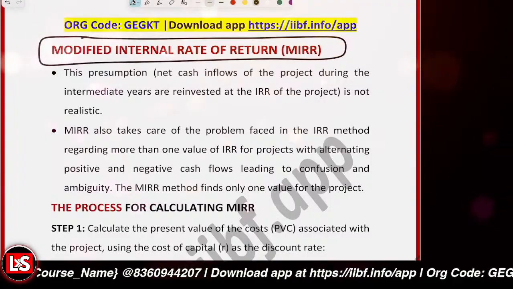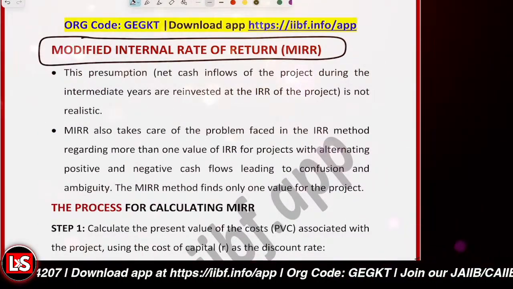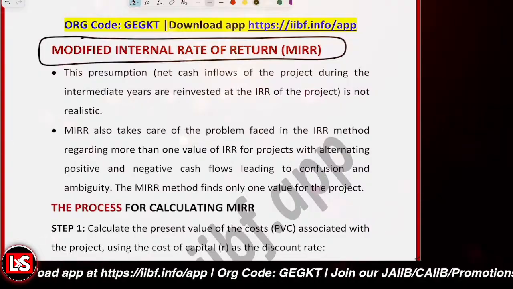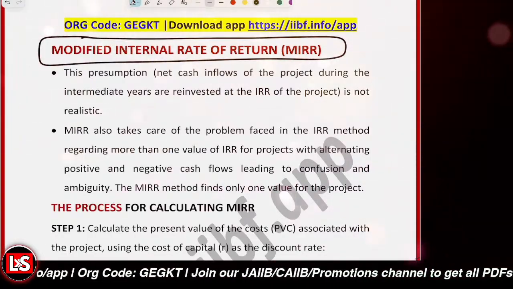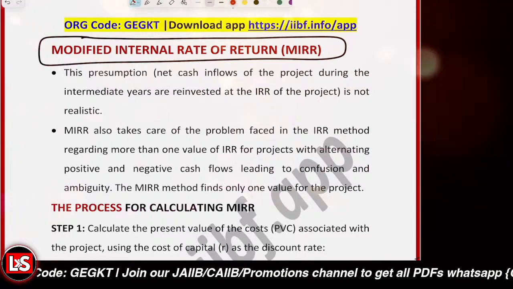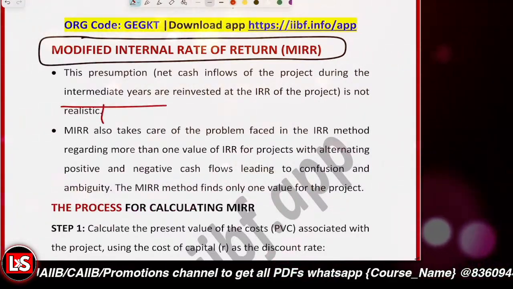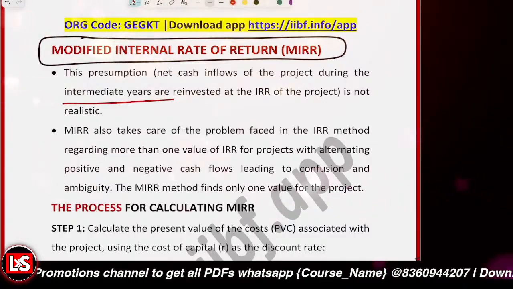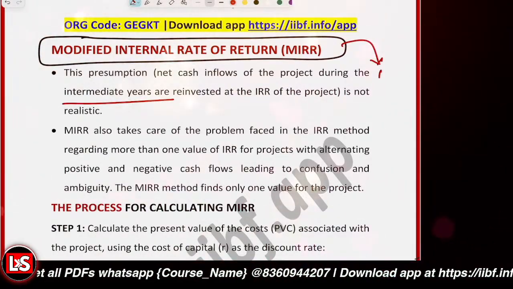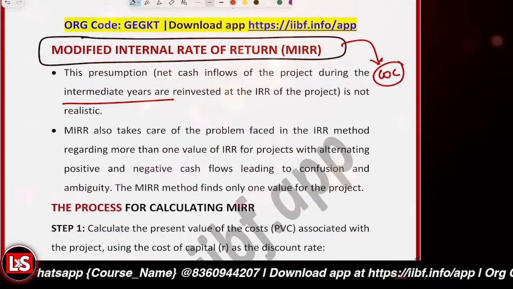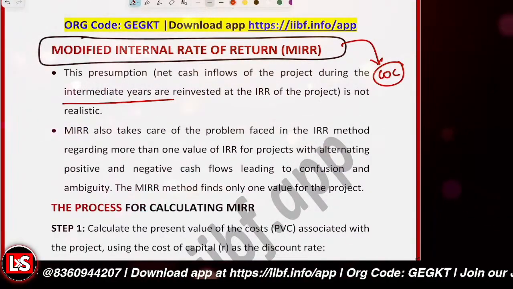So MIRR is basically the improved version of the IRR because it assumes the intermediate cash inflows are reinvested at the cost of capital. That was a limitation, that during the intermediate years, whatever cash inflows there will be are invested at IRR only. But in case of MIRR, we consider those are invested at cost of capital. That's quite possible. That's practical enough, right? So it's giving a realistic approach.